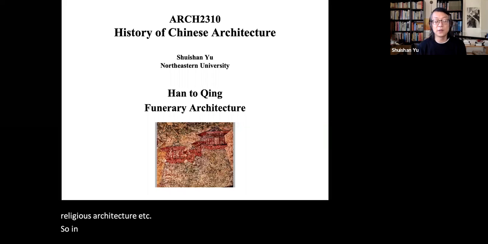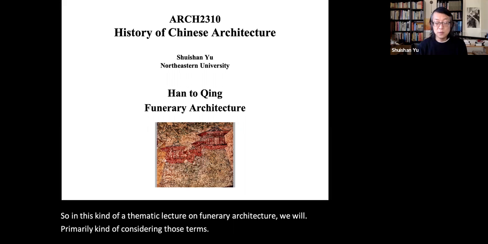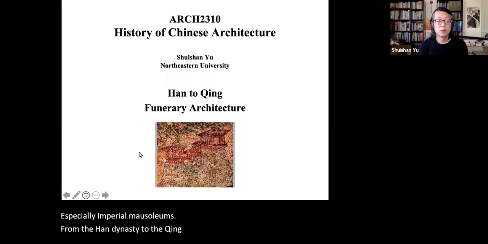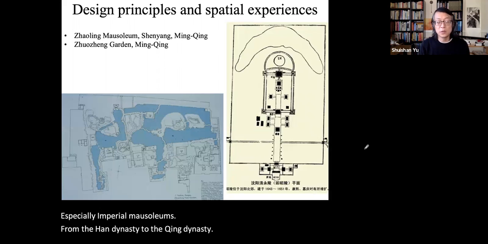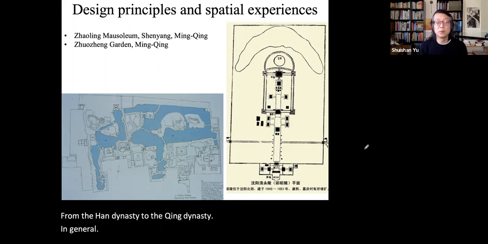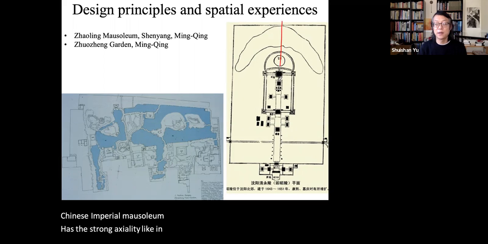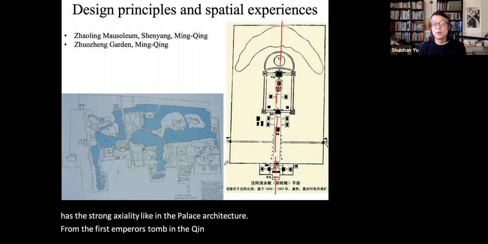So in this thematic lecture on funerary architecture, we will primarily be considering tombs, especially imperial mausoleums from the Han Dynasty to the Qing Dynasty. In general, the Chinese imperial mausoleum has strong axiality like palace architecture. From the first emperor's tomb in the Qin Dynasty, we know that the mausoleum was created to mimic the living city of Xianyang.